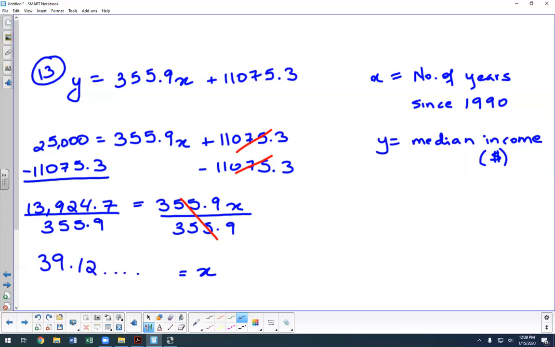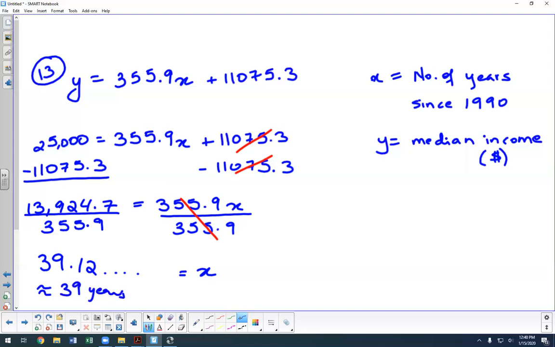That number keeps going. Now, if you look at your instructions, they want to know to the nearest year, right? So since this is 39.1, you're just keeping the number of years at 39, right? So use your rounding rules. If this was 0.5, we would have bumped this up to 40. But since it's less than 0.5, we're just keeping it at approximately 39 years.